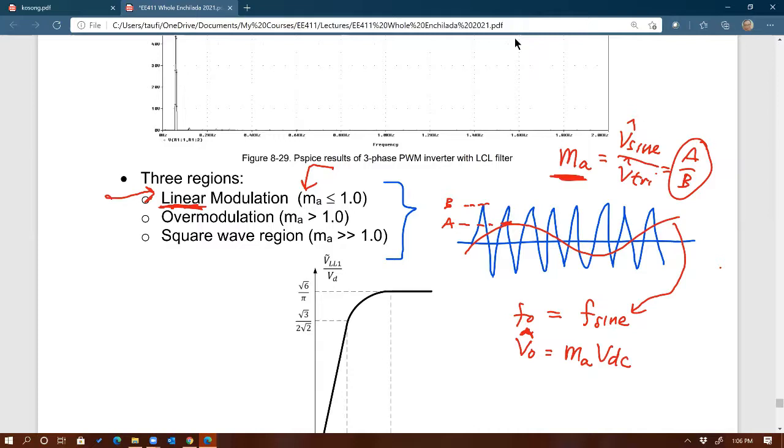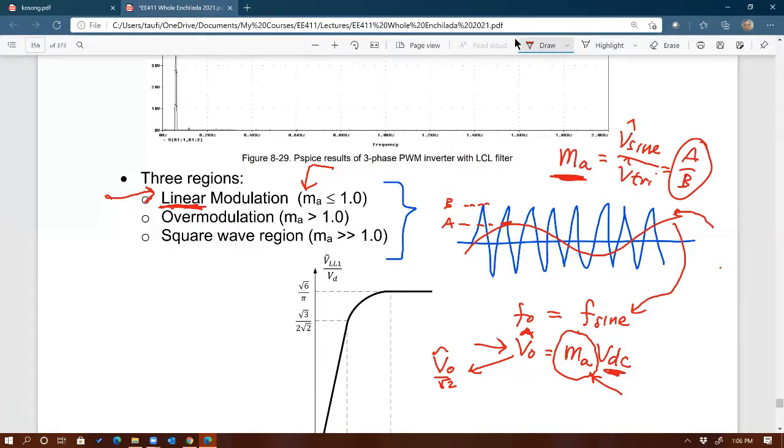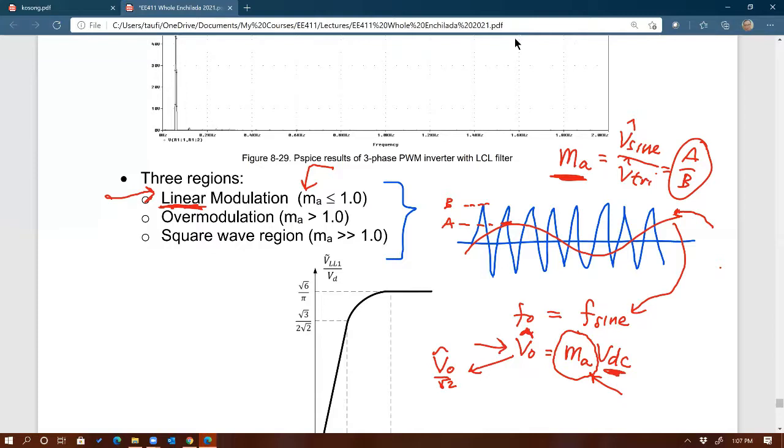Okay, so input voltage is fixed, so the one thing that you can adjust is amplitude modulation. So if you want to adjust the output voltage, the peak of the output voltage, which of course will give you RMS, right, by dividing it by √2, because this is going to be a sine wave, then you just need to adjust MA. You need to adjust how the sine wave peak is compared with the triangular wave peak value, right? So that's what you do, right?